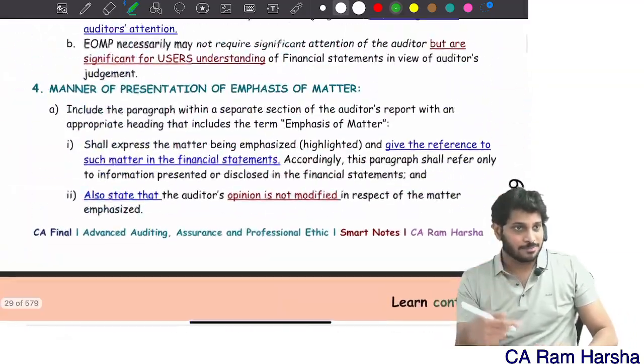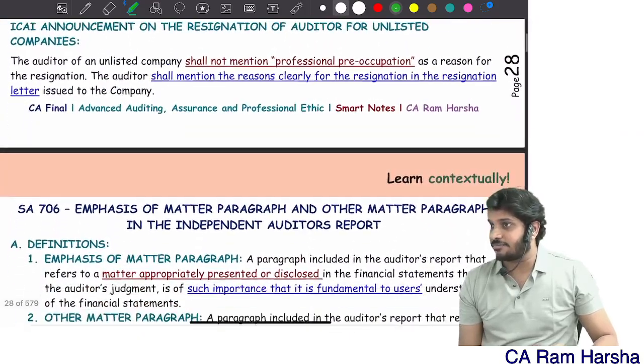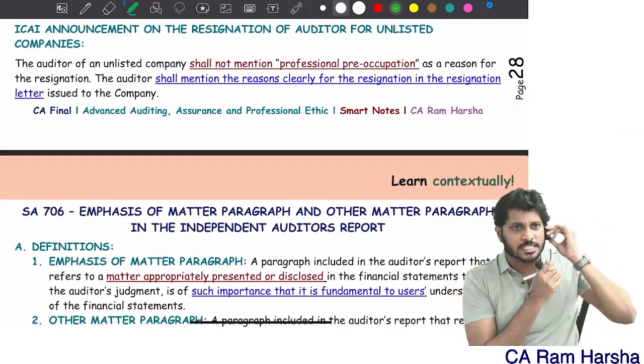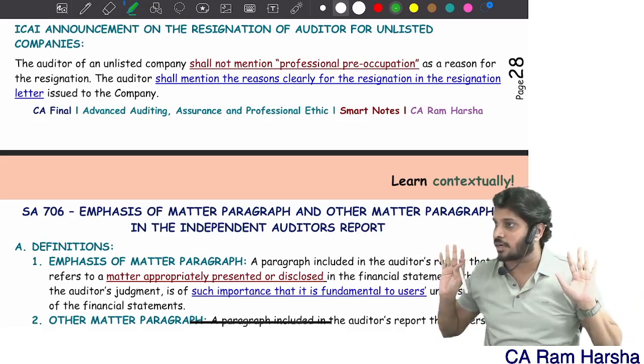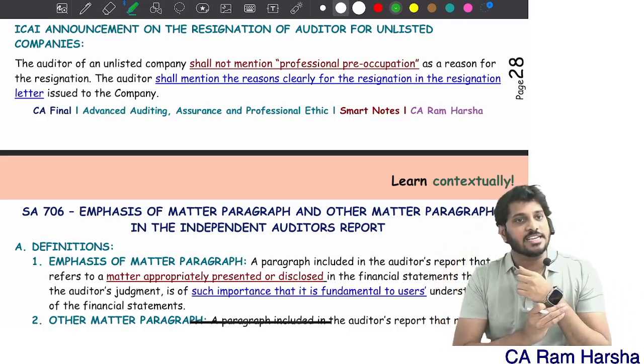In 700 it will be there at the beginning itself. If those two elements also you understand, 700 will be completely over. 705 will contain additionally what?